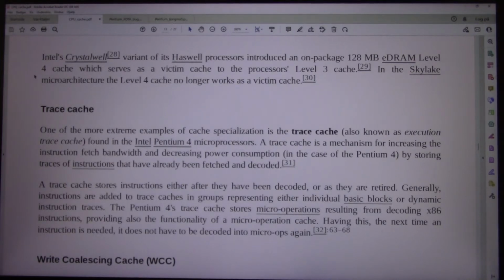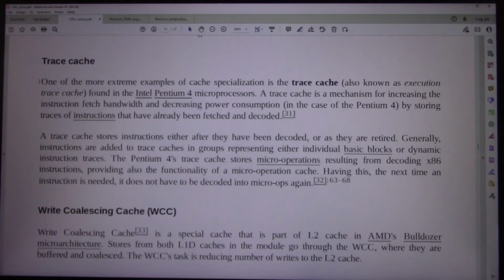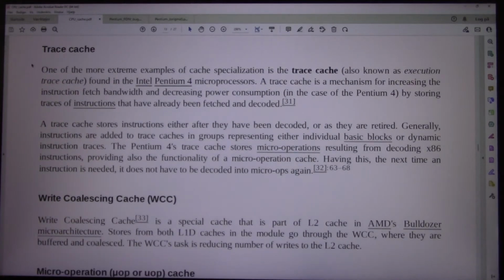Trace cache. One of the more extreme examples of cache specialization is the trace cache, also known as execution trace cache, found in the Intel Pentium 4 microprocessors. A trace cache is a mechanism for increasing the instruction fetch bandwidth and decreasing power consumption, in the case of the Pentium 4, by storing traces of instructions that have already been fetched and decoded.